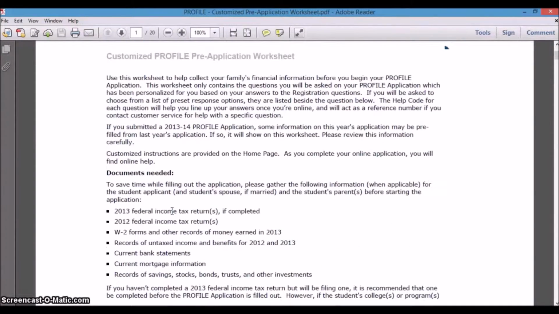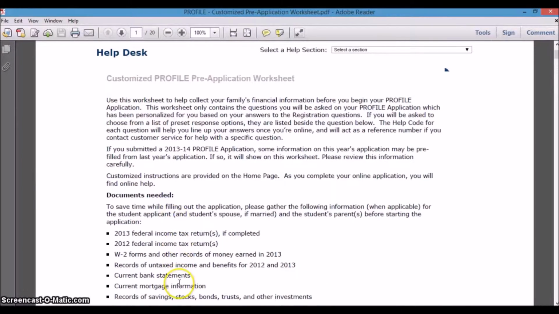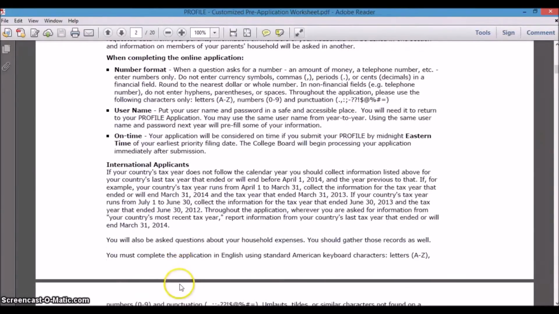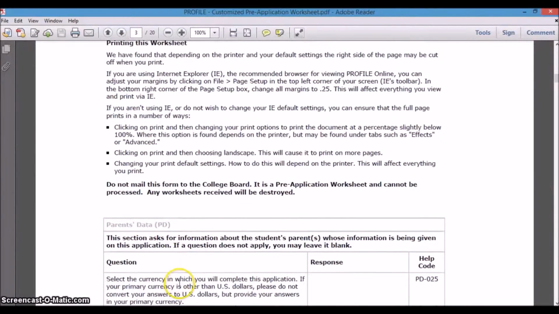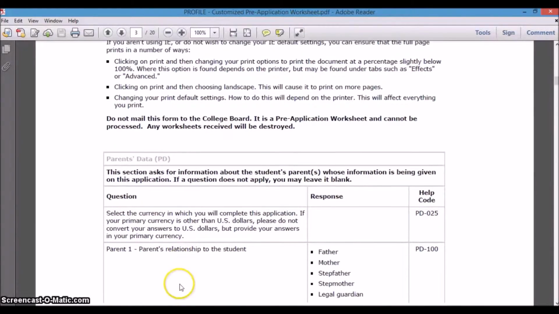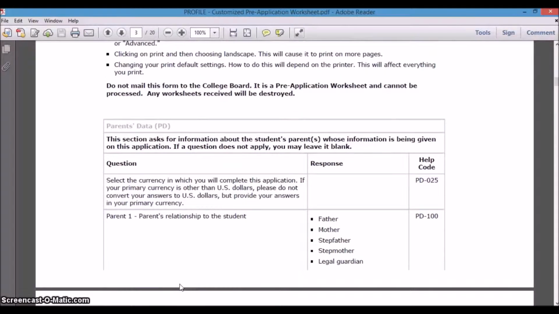Okay, so this is what the CSS Profile is going to look like after you've selected beginning. So the first section you're going to find is the Parents' Data, or the PD section. This asks you to select the currency in which you're going to complete the CSS Profile. In your case, it's going to be the Ethiopian birr, so make sure that you select Ethiopian birr next to this question. After that, you're going to be asked to fill out both of your parents' data.